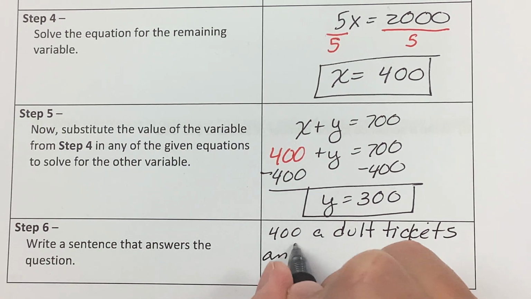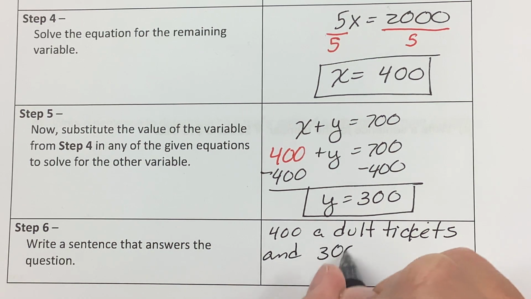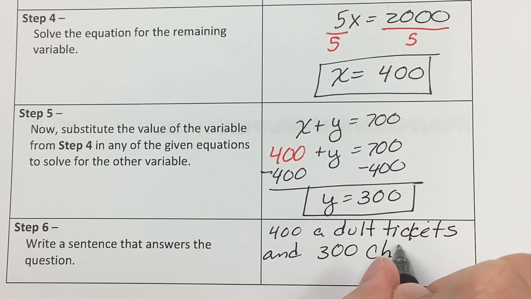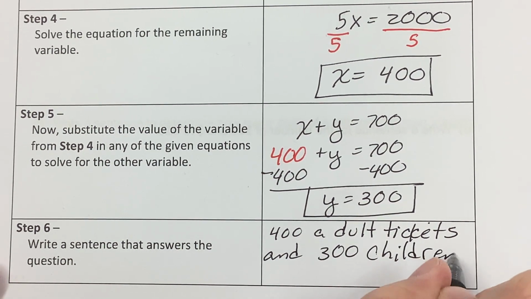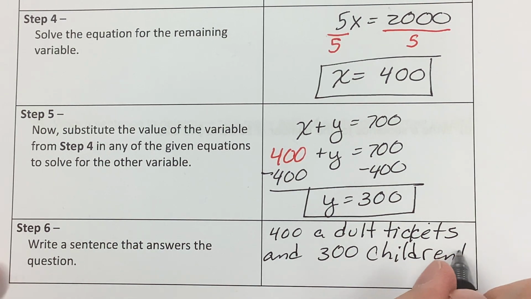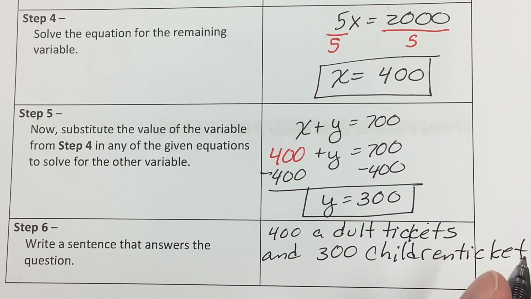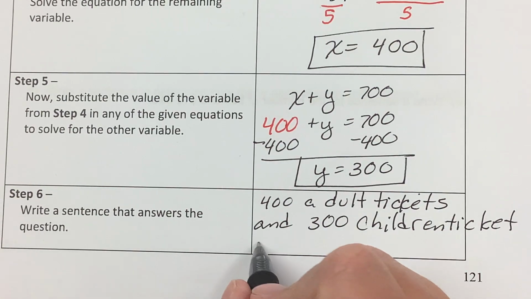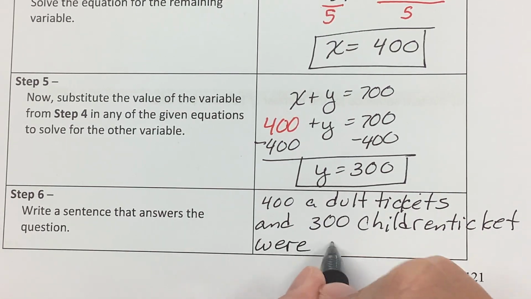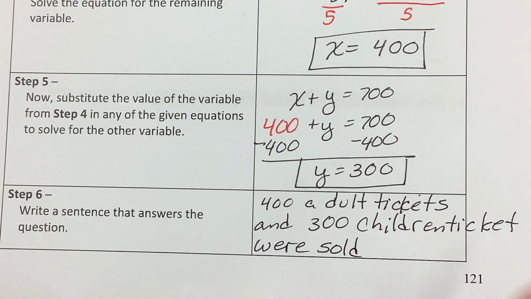and 300 children's tickets were sold. I almost made that one word. Children, that is one word. Sorry about that, guys, got a little sloppy. Children's tickets were sold. All right, let's try another problem.